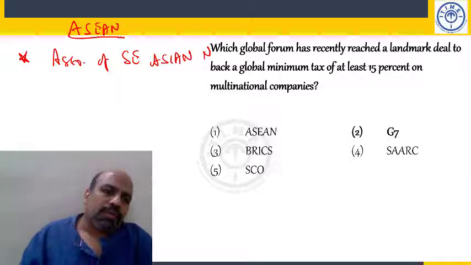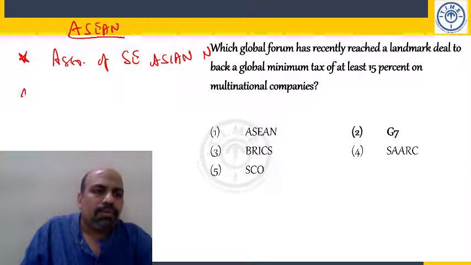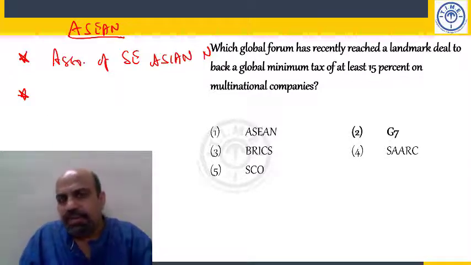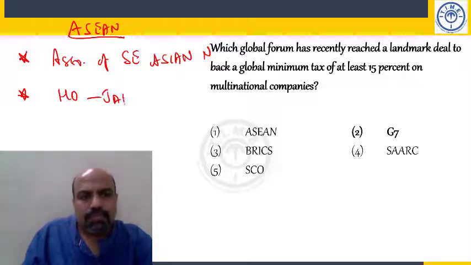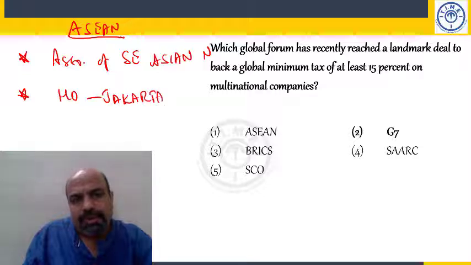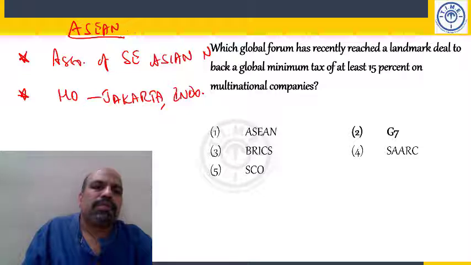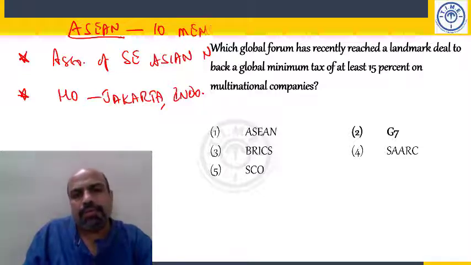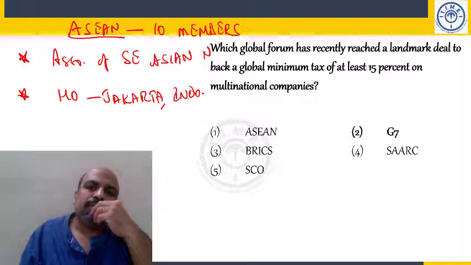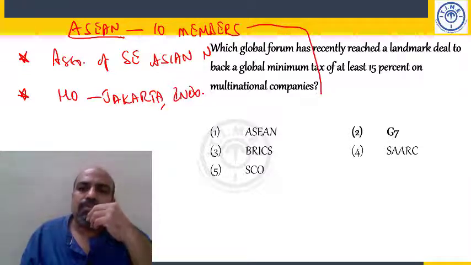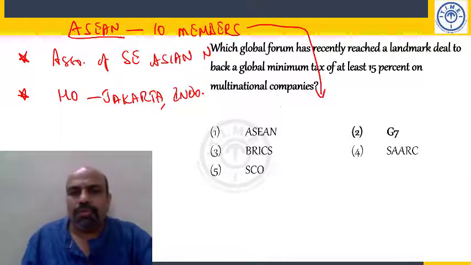Next. See, the G7 doesn't have a head office or anything, okay? HO, Jakarta. Jakarta, as you know, is the capital of Indonesia. Then you could write 10 members. You want to write the names of all the 10? Chalo, likhte hain kya, ghata kya. I mean, we don't lose anything, na? We'll follow the geographical order.